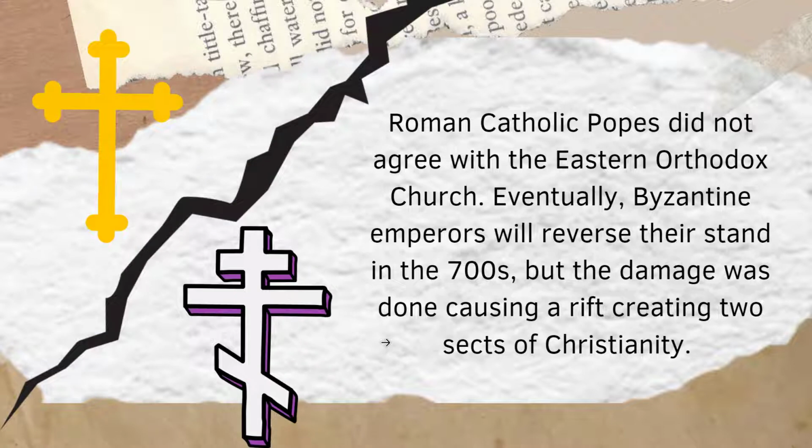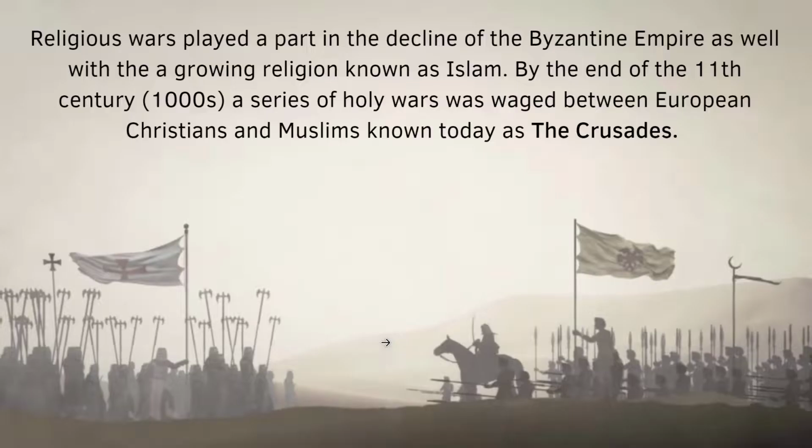Now, Roman Catholic popes did not agree that they should outlaw icons in the church, but the Eastern Orthodox Church did. Eventually, the Byzantine emperors reversed that stand, but the damage was already done and a rift was created, and now there are two sects of Christianity, the Roman Catholic Church and the Eastern Orthodox Church.